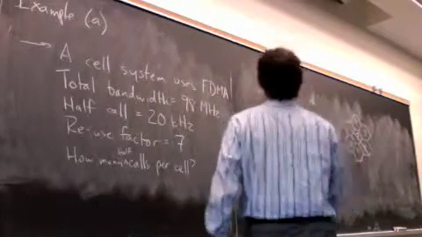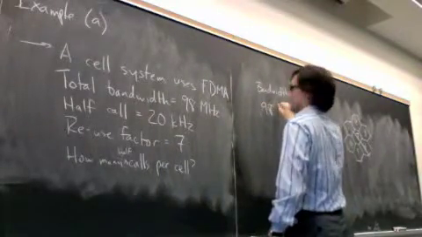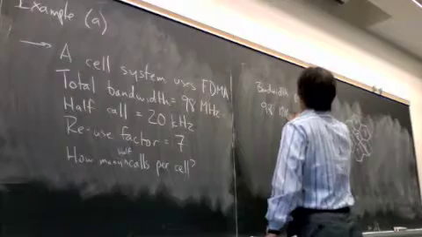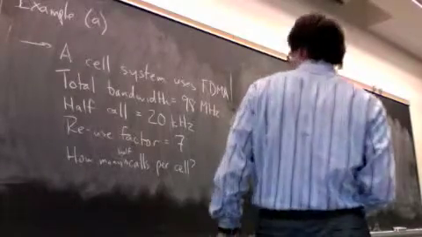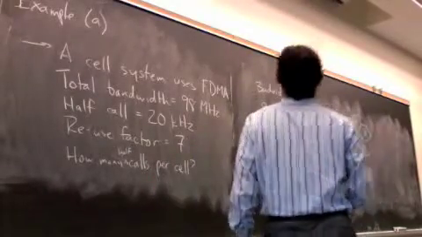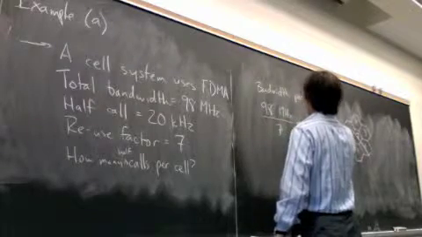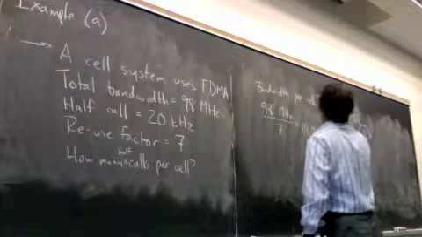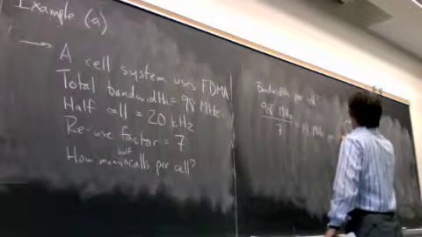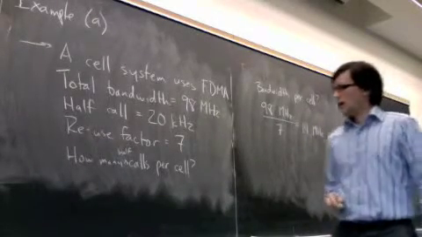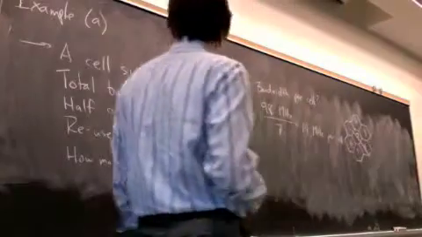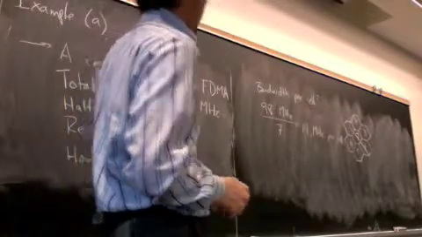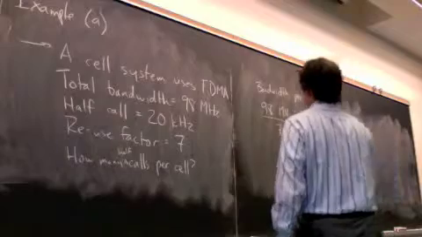It's 14 megahertz. So 98, which is the total system bandwidth, I divide that evenly amongst the cells in the reuse cluster. And I get 14 megahertz. How many half calls can I make in 14 megahertz?